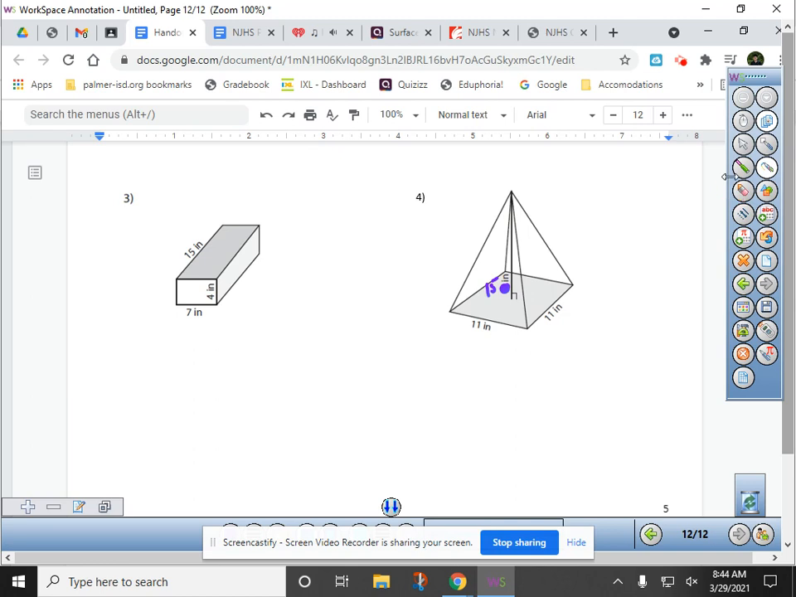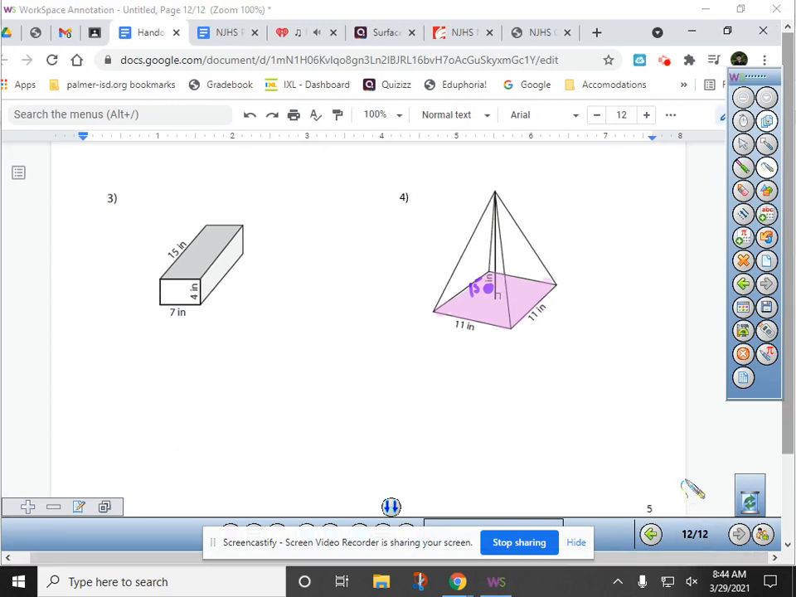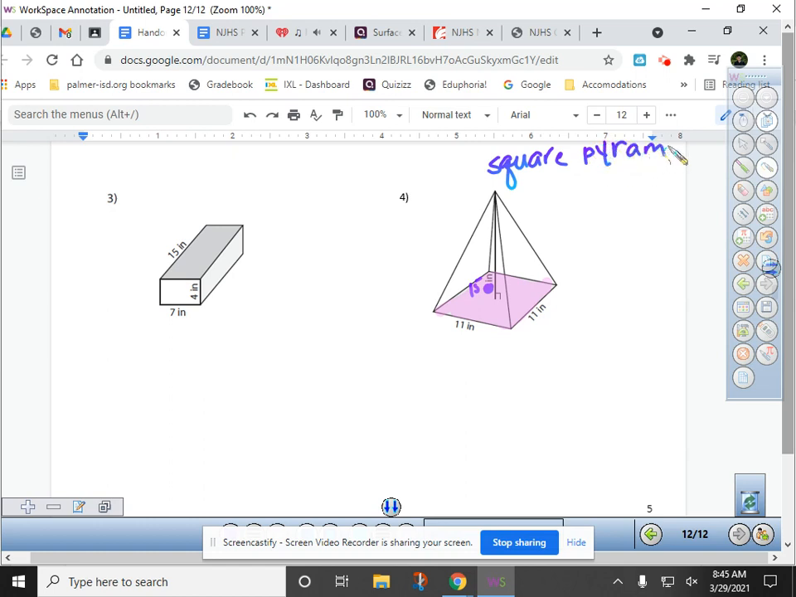Now, what is this figure right here? What's the whole thing called? The square? Square base. What is the whole thing called? It's got a point on top and only has one base. Pyramid. It's a square pyramid. Please write that down. That's confusing, that it's a square pyramid? Okay. Please write that down.